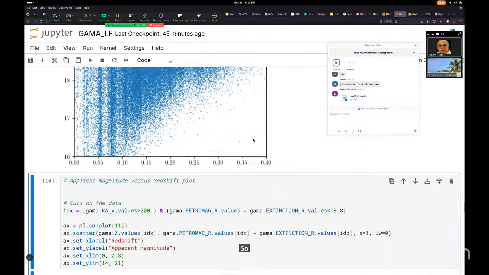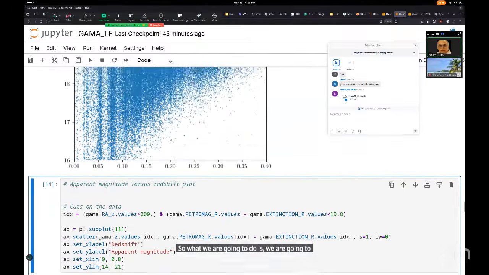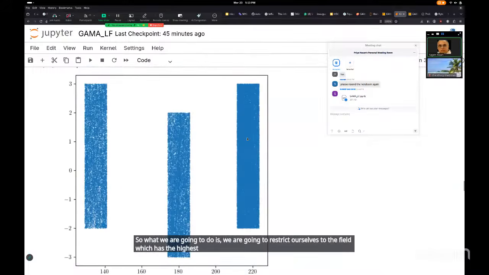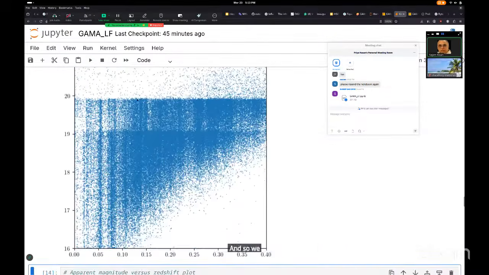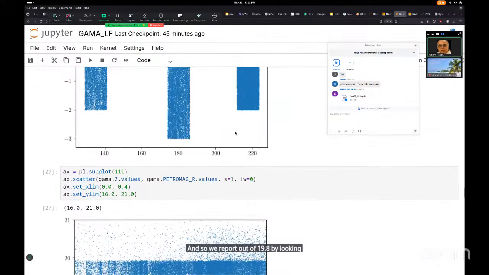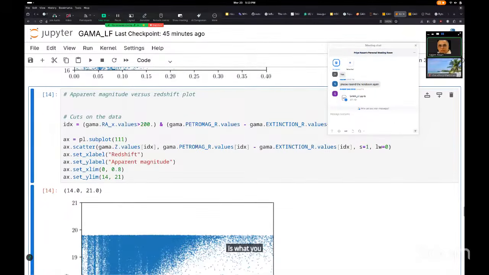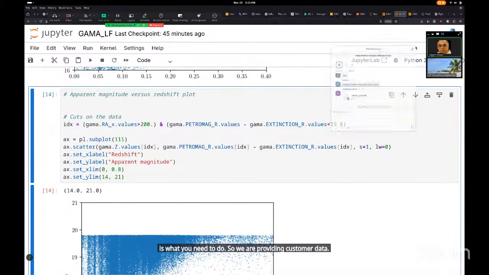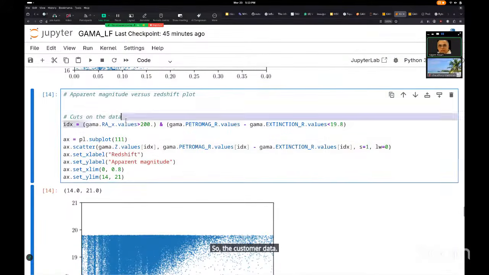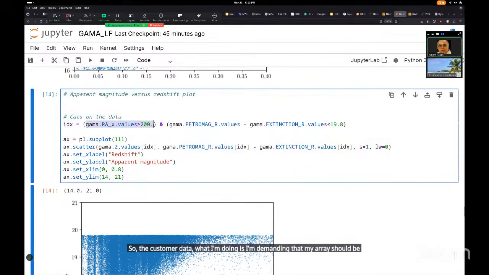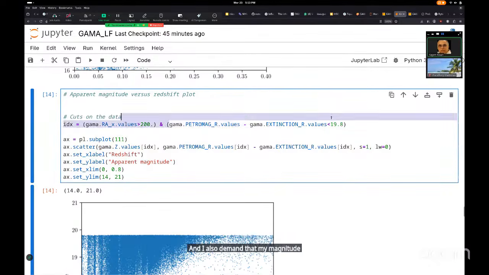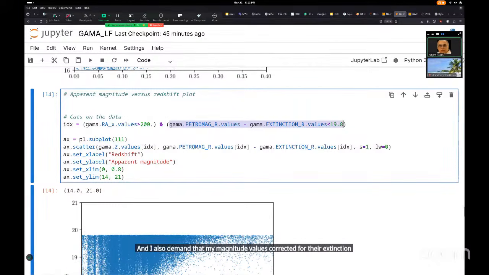So what we are going to do is restrict ourselves to the field which had the highest number density, and so it must have gone deepest. And so we will go down to 19.8 by looking at all galaxies above 200. Okay, so RA beyond 200 is what you need to do. So we apply these constraints. I'm demanding that my RA should be greater than 200, and I also demand that my magnitude values corrected for the extinction should be brighter than 19.8.